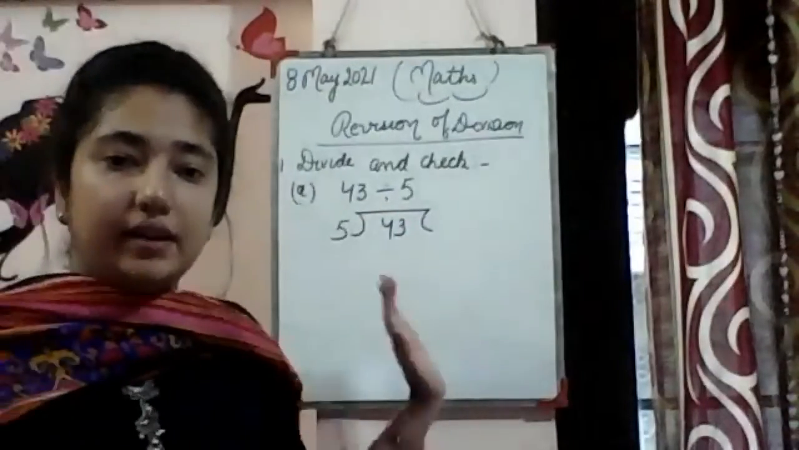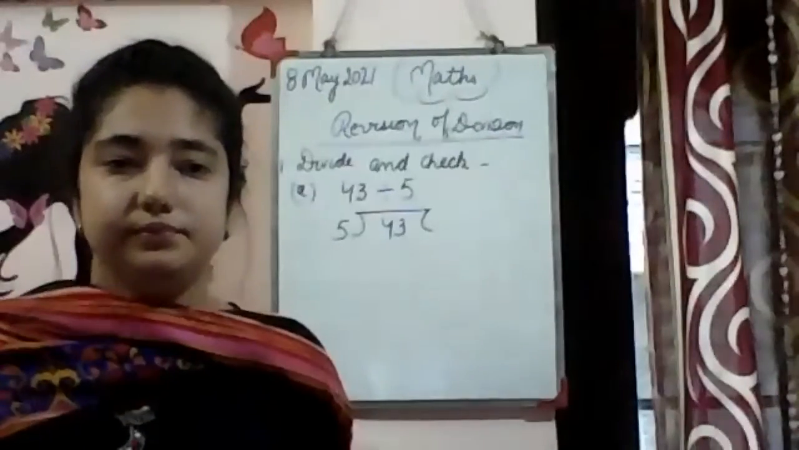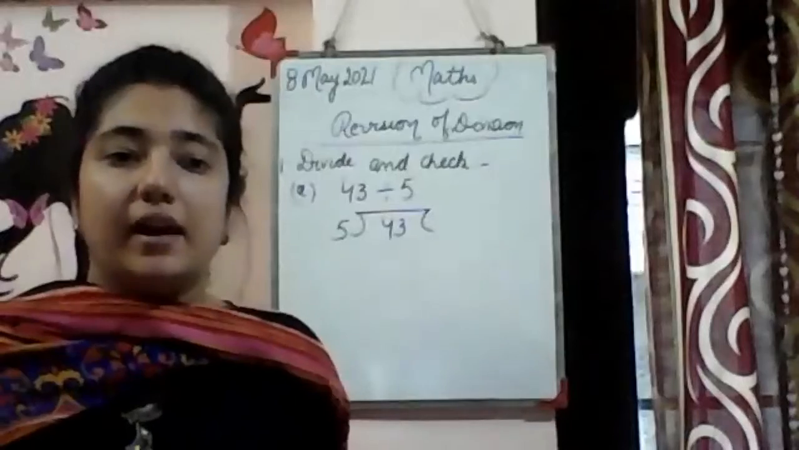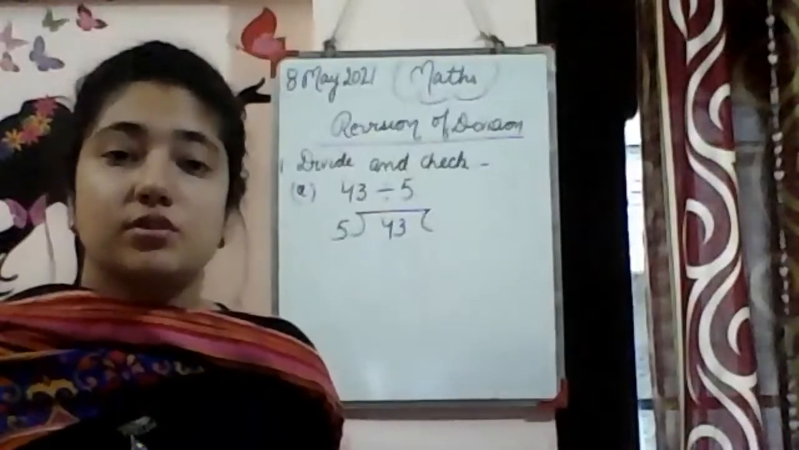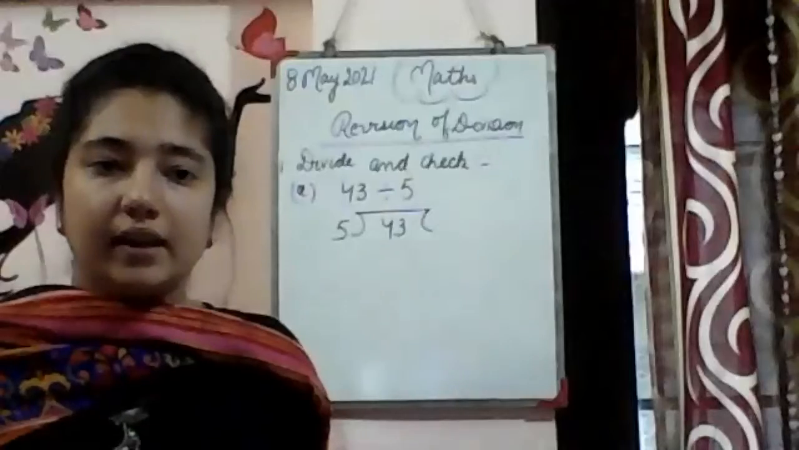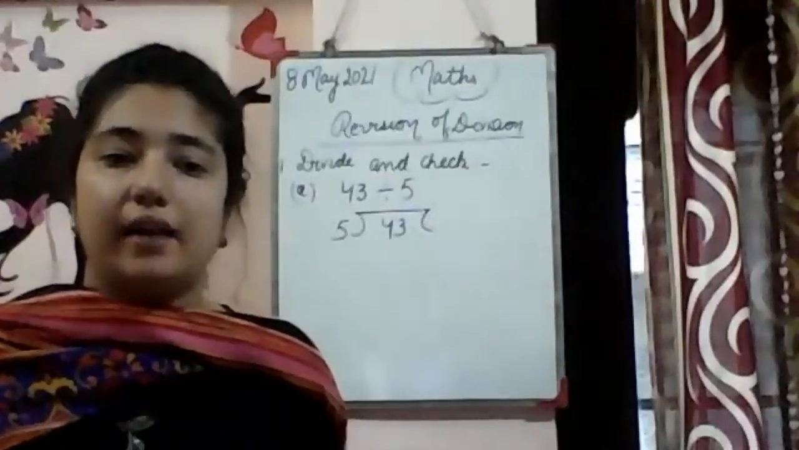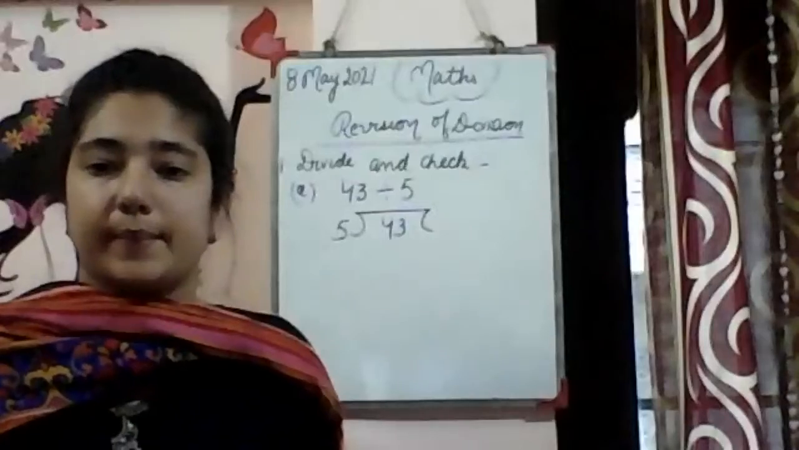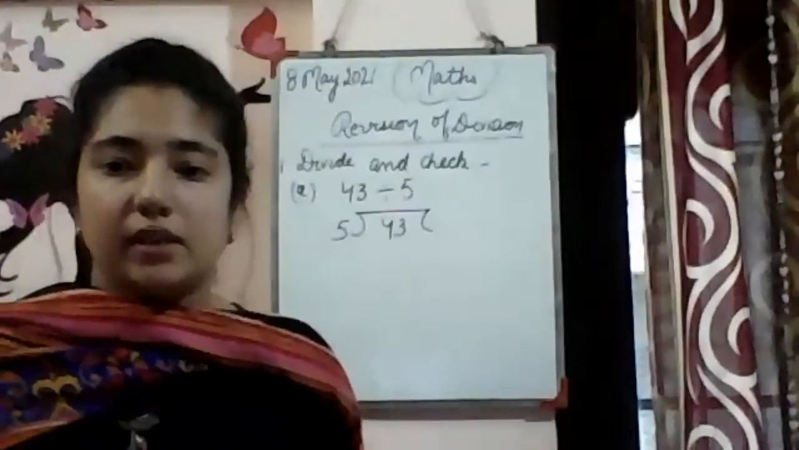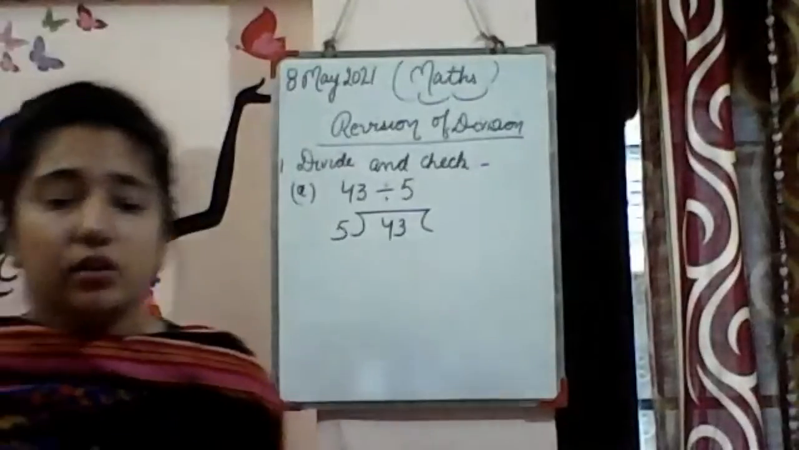So firstly, we will divide, right? 43 by 5. 43 by 5. And when you will solve this sum, just write quotient and remainder in the chat box. Okay? Then I'll let you know that your answer is right or wrong. Just write quotient and remainder. Okay, Tanisha has written quotient is 8, remainder is 3. So let's see, is this right or not?